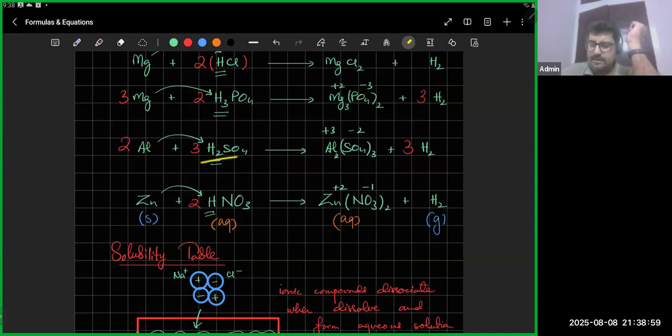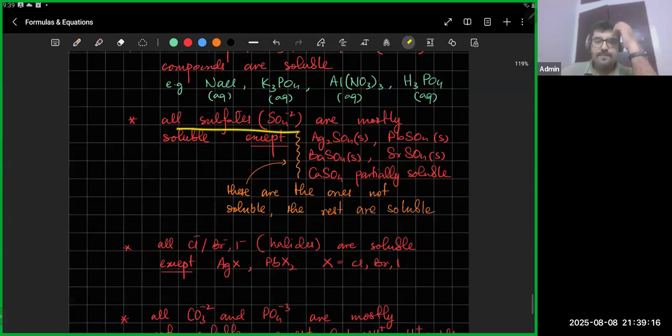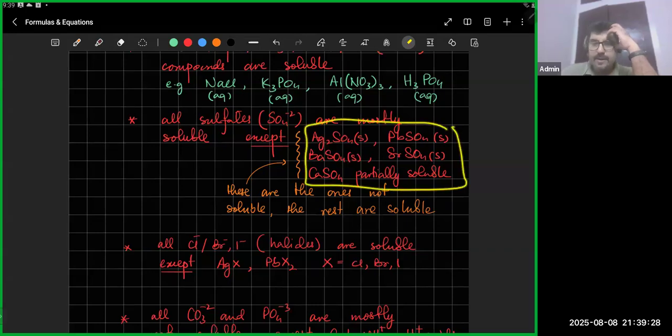Sulfuric acid, that's aqueous, right? It's an acid, right? Aluminium is a metal, that's a solid. What is aluminium sulfate? Now, what I'm going to do is I'm going to go and have a look at SO4, because we talked about sulfates, right? So sulfates are mostly what? They are mostly soluble. Except for these are insoluble, right? So aluminium sulfate, that means it's mostly soluble, right?